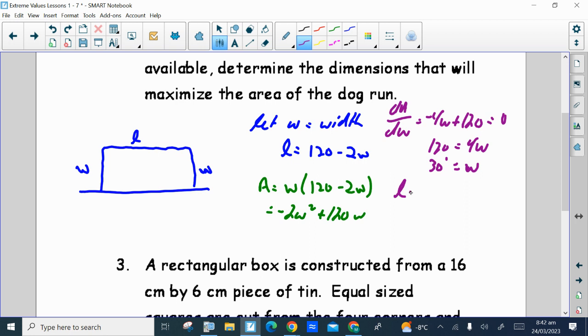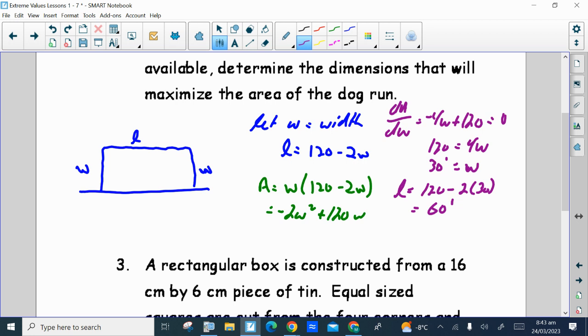And then the length, L, is 120 minus 2W. 120 minus 60 is 60 feet. So there's the dimensions that will maximize the area. That would be an area of 1,800 square feet.